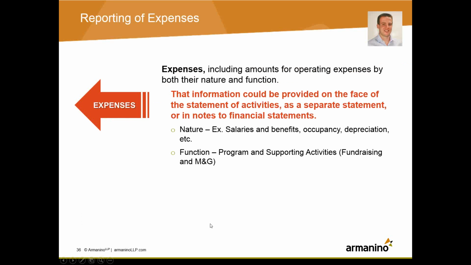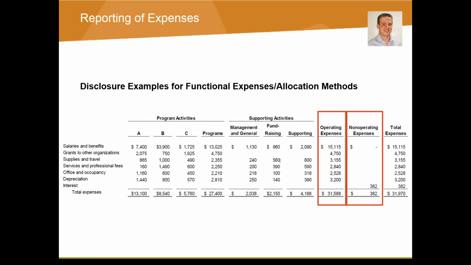So whereas, in the polling question, some were presenting it one way on the statement of activities, one way in the footnotes, now you will be required to present them both in one place. I already covered most of this. Can you go to the next one? So as far as an example of how you could do that, here's an example.